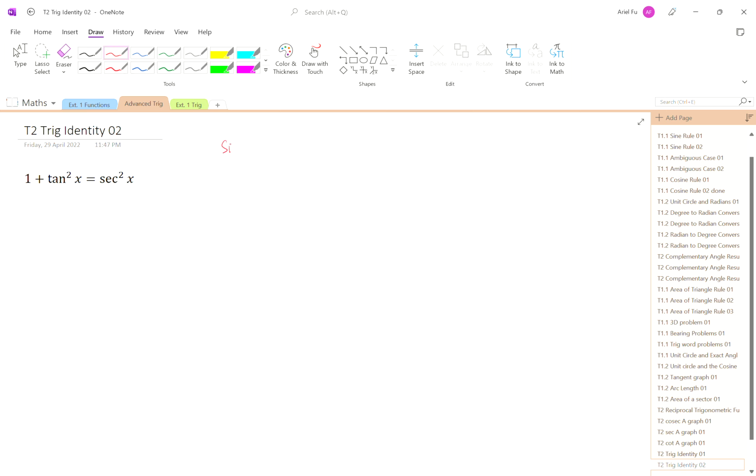From the first identity, sine squared theta plus cosine squared theta equals 1. If I divide everything by cosine squared theta, what you're going to obtain is (sine theta over cosine theta) squared, plus 1 equals (1 over cosine theta) squared.